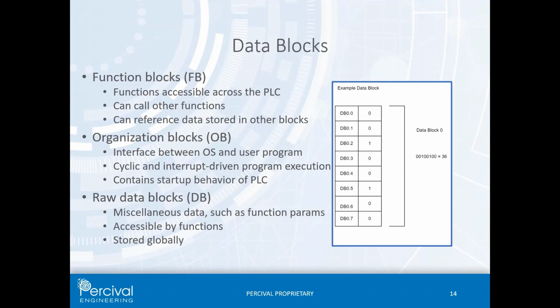Raw data blocks are the simplest of the data block types, as they just store miscellaneous data, such as function parameters. These are accessible by PLC functions and are stored globally. Note in the diagram to the right that the organization scheme of this memory is the same as I discussed previously in terms of bytes, broken up into 8 bits.